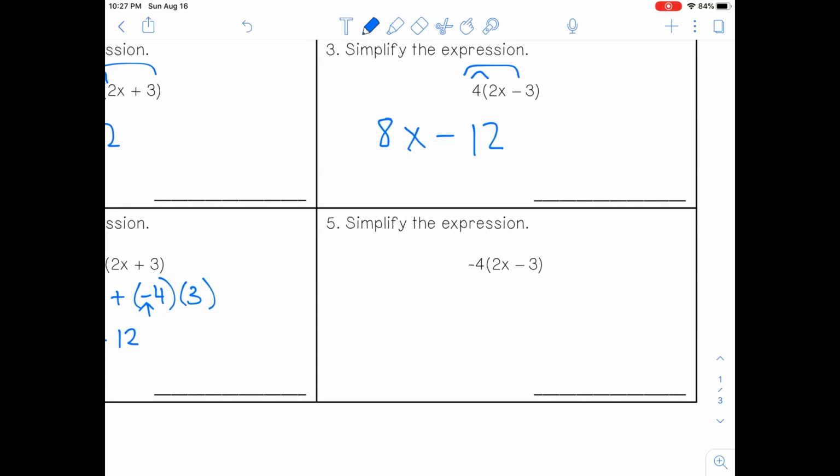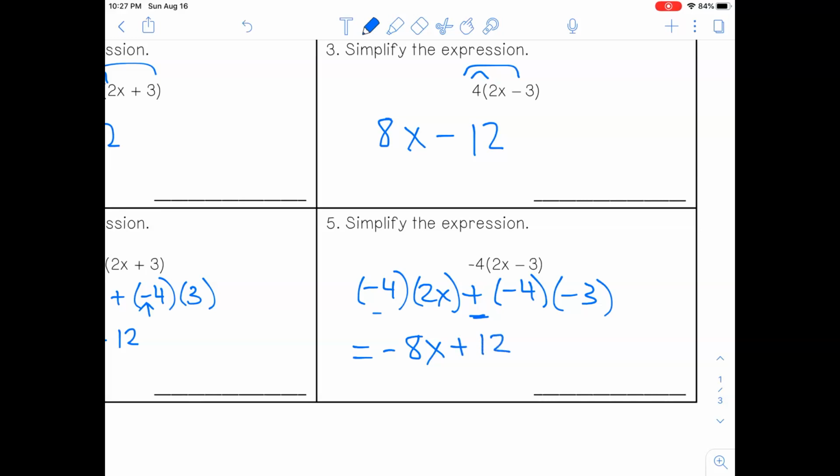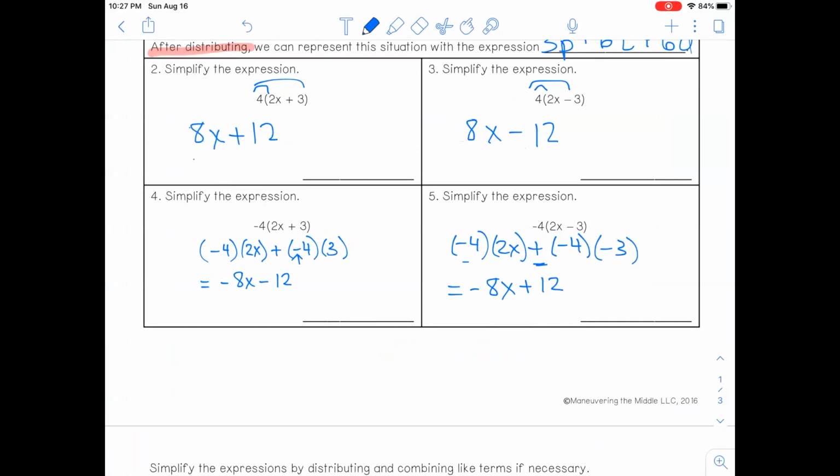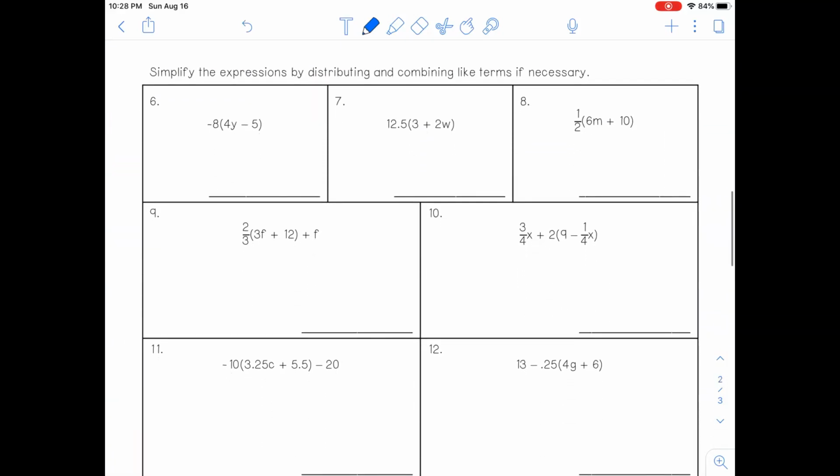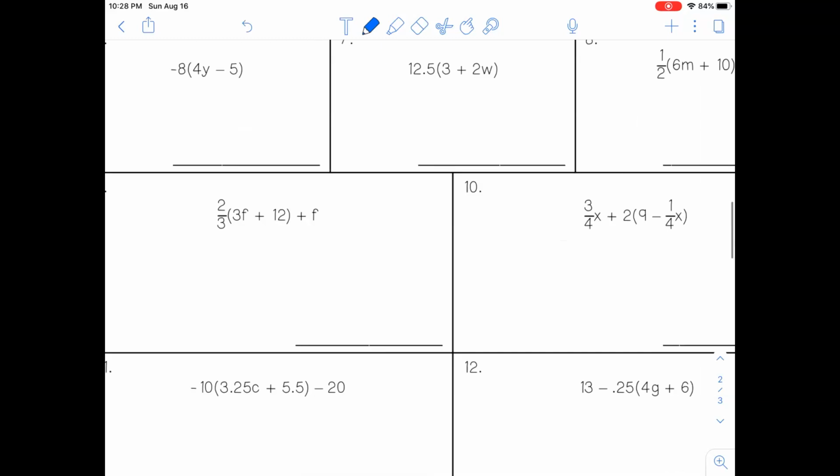Again, we're going to take the negative 4 this time. So we have negative 4 times 2x plus negative 4 times negative 3. Notice I kept the negative with the 3 and put a plus here. That way I make sure that I'm multiplying correctly. So that is equal to negative 8x, and then negative 4 times negative 3 gives us a positive 12. Six, 7, and 8 are the same. 9 is a little bit different, so let's look at that one.